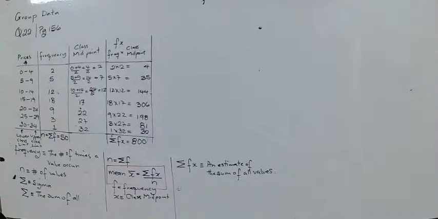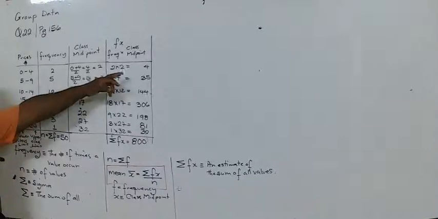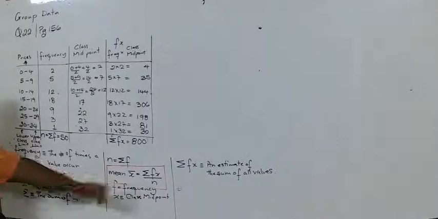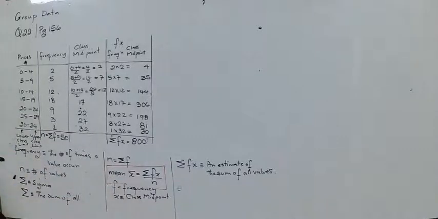Answer this. Why an estimate? Because I do not know the exact value. I do not know exactly how much each person paid for the lunch. So therefore, we came up with the class midpoint, which is an estimate. So the mean that we calculate is also an estimate.